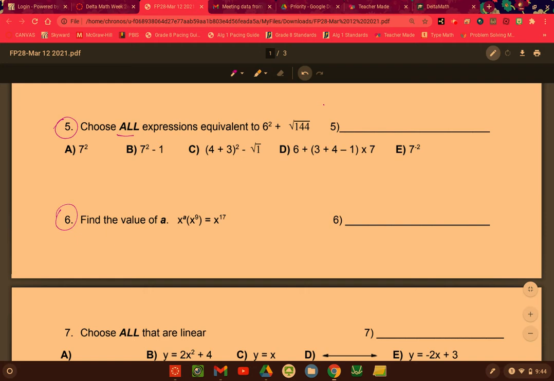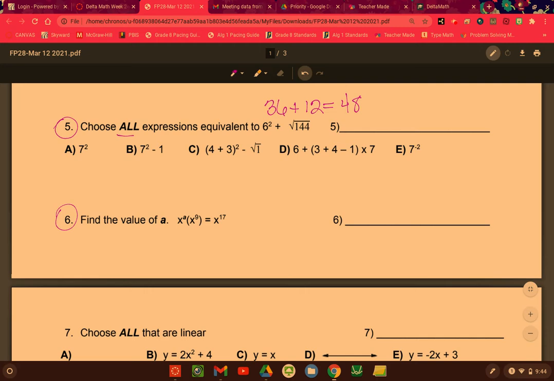So to complete this, we're going to first evaluate that expression. 6 squared means 6 times 6, which is 36. Plus the square root of 144, and that's 12. Remember, when you're finding the square root, you're finding a number times itself that will equal the number under the radical sign, which is the square root sign. 36 plus 12 is 48. So we want to find all of the expressions that are equal to 48 down here.